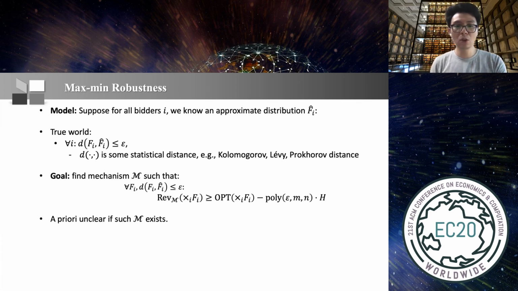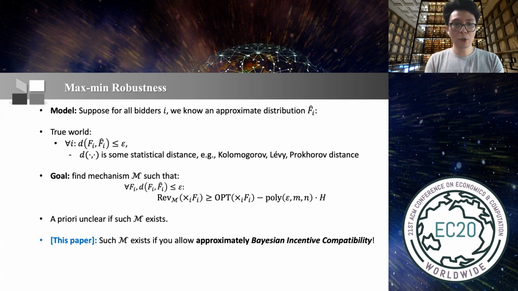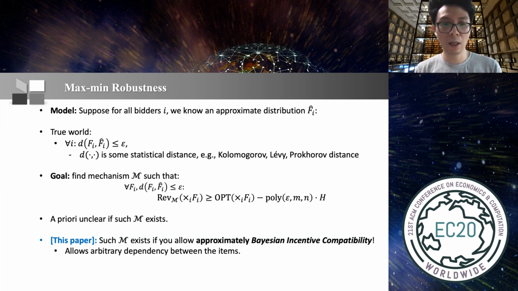And a priori, it's not even clear if such a mechanism exists, because you need to design a single mechanism that achieves almost optimal performance with respect to everything in the epsilon ball. So in this paper, what we showed is such a mechanism does exist if you allow approximate Bayesian incentive compatibility. And one nice feature about this result is that it allows arbitrary dependency between the items. So we're not making any item independence assumption here.